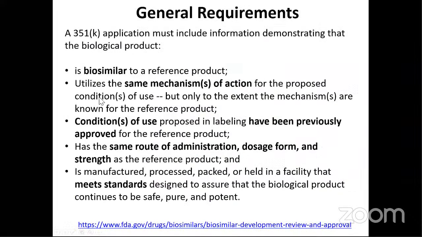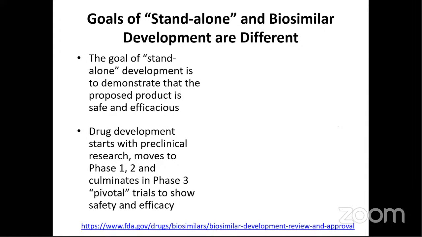So in terms of the general requirements, under a 351(k) application, a biosimilar should be biosimilar to the reference product, which utilizes the same mechanism of action. The conditions of use which are proposed in the labeling for the biosimilar should be the ones which have been previously approved for the reference product. They should have the same route of administration, dosage form and strength, and should meet the standards for safety, purity, and potency as for any other biological product.